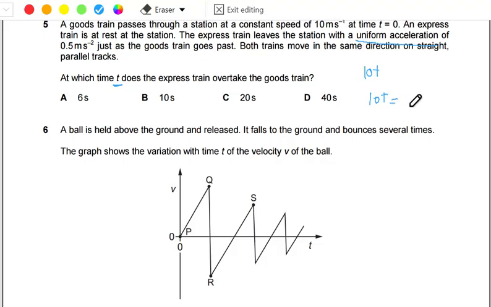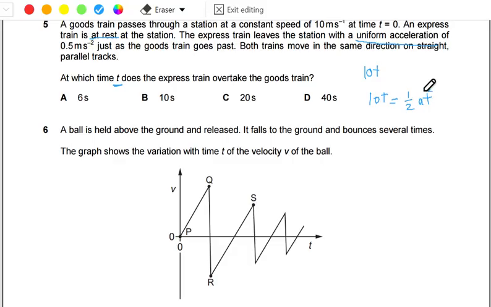Okay, we can use s equal u plus v divided by 2 times t, but we don't have v here, and we can use s equal ut plus half at squared. U is 0 because it was at rest. Okay, so s equal half at squared.